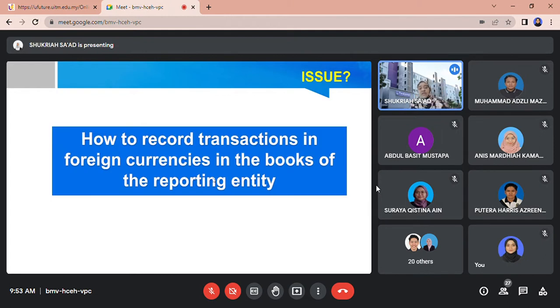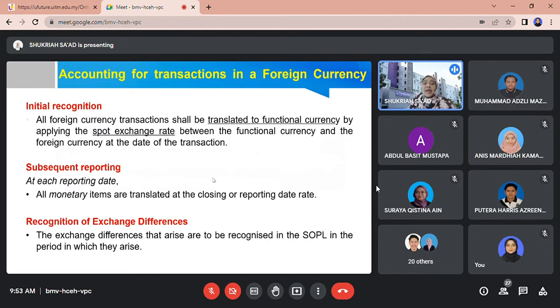How to record transaction in foreign currency in the books of the reporting entity, dalam buku holding company. Okay, as usual lah, initial recognition. First kita nak translate whatever foreign currency into functional currency by using spot exchange rate. For the subsequent reporting, all monetary items are translated at the closing date rate. Recognition of exchange differences, any differences that being gathered from the process tadi, kita akan recognize sebagai forex gain or loss and recognized in the SOPR.